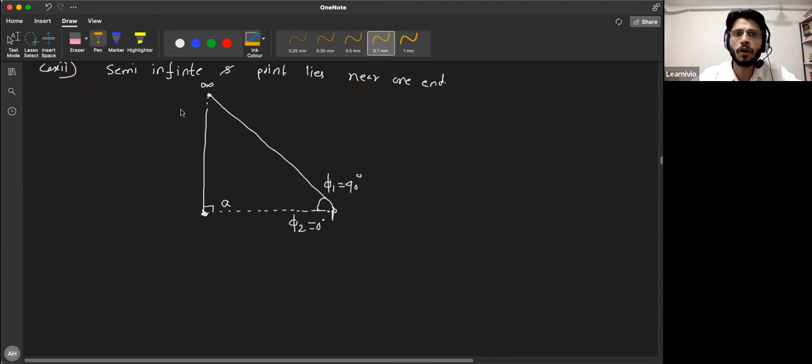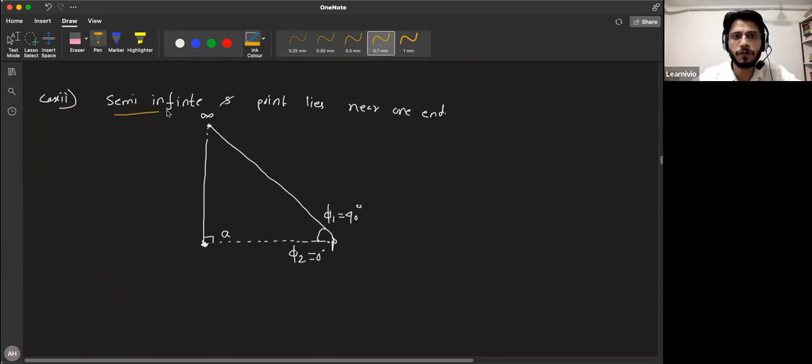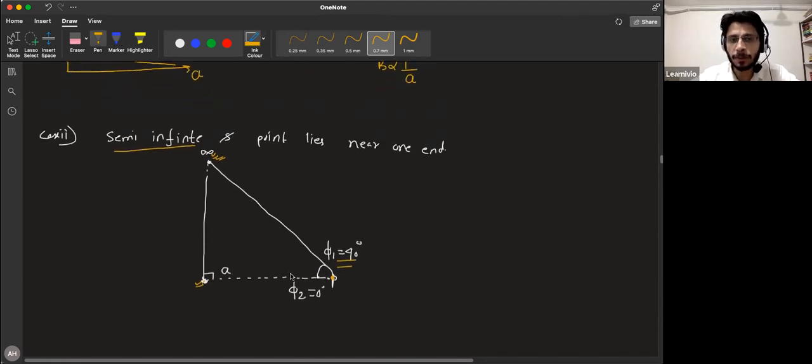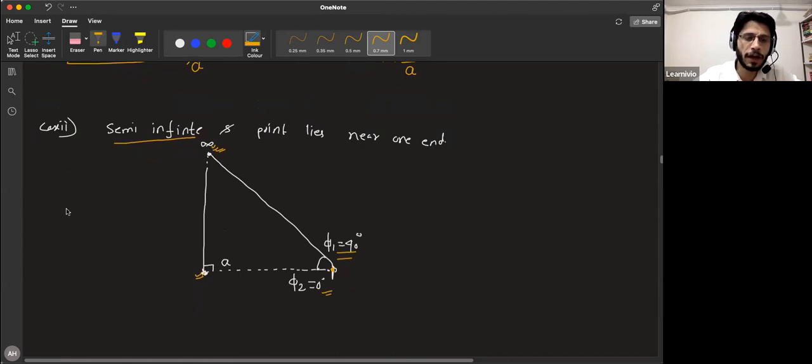After the infinitely long conductor, if I take a semi-infinite conductor, and the point lies near the end of the conductor. Semi-infinite conductor means one end is at a finite distance and the other end is going to infinity. So the end which is going to infinity will subtend an angle of 90 degrees, and the other end is subtending an angle of 0 degrees. See why I'm taking it as 0.